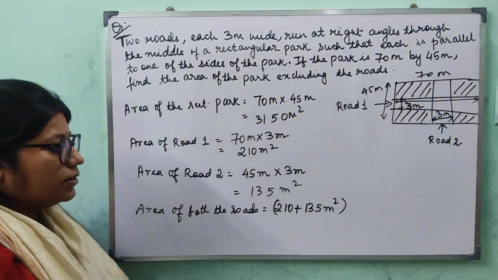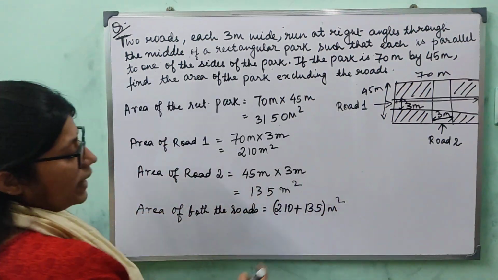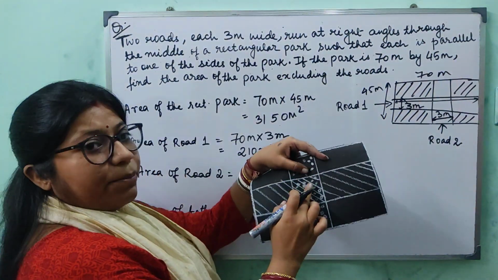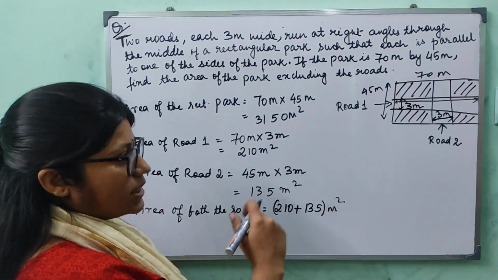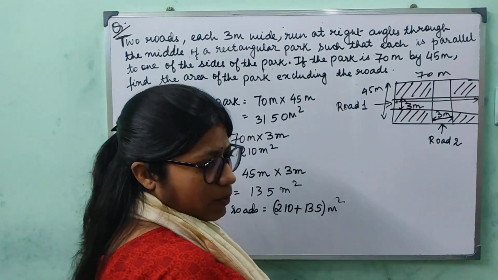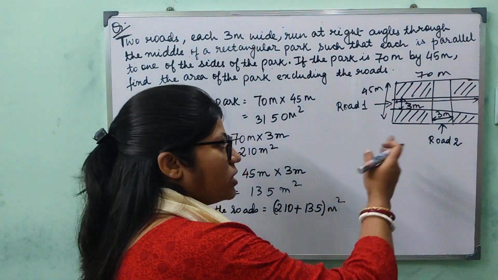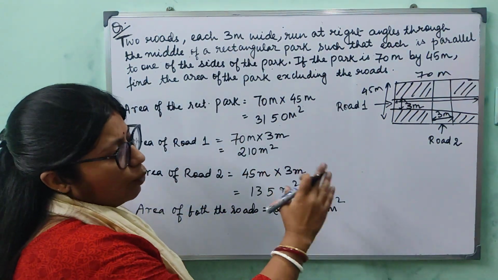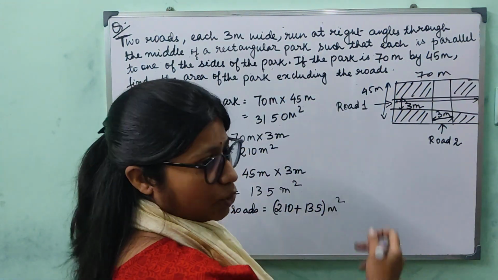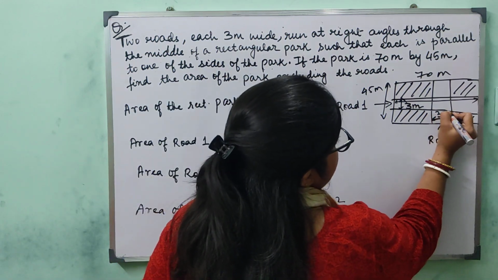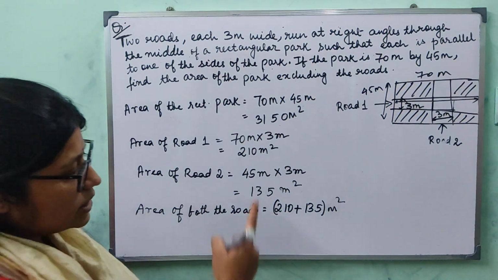When I consider this, here the common portion was falling 2 times. As a result, we have to remove it once. Why? Because that was the overlapping part, and the area was covered 2 times. So what we'll do, we'll remove it once. Now to remove that area once, we need to know the dimensions of that portion. So you see, here it is 3, here it is 3, everywhere it is 3. So it's a square.